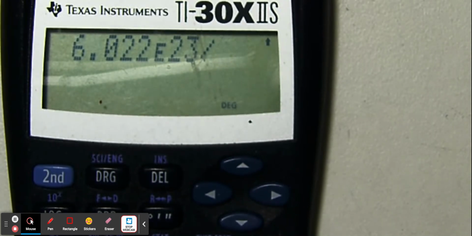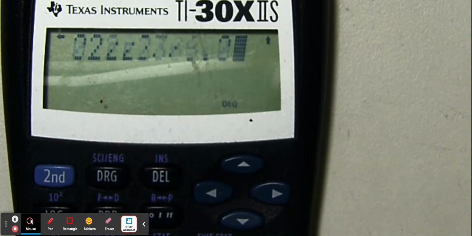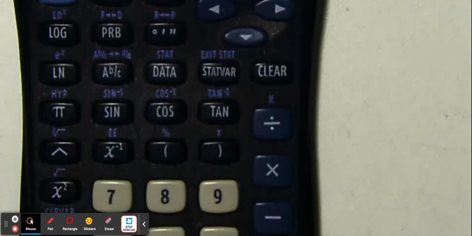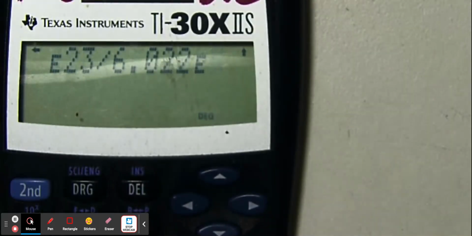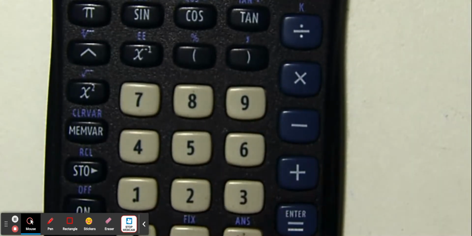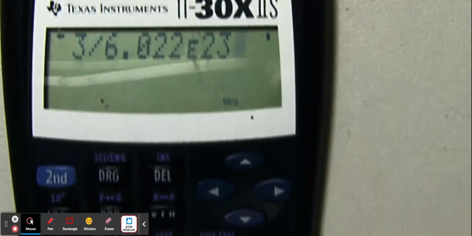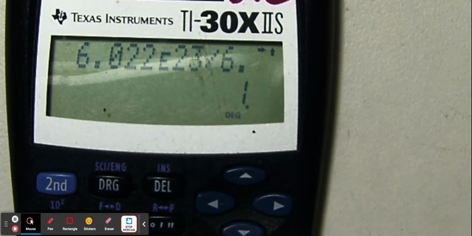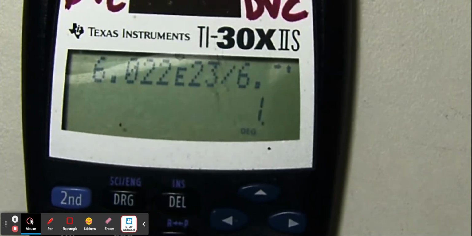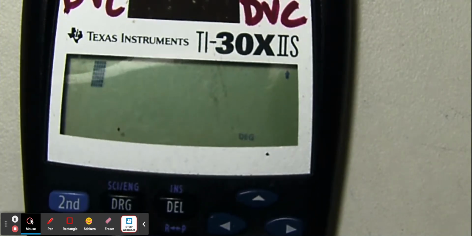So I put in my number, 6.022. And then again, I'm going to do second function, EE. And then I have my E there. And then I'm going to do 23. And there it is. And then I'm going to hit equals. And of course, it should be 1 if I did it correctly, and it gives me the answer 1. So that would be 1 mole, because I know that 6.022 times 10 to the 23rd is equal to 1 mole. So let's do this again.